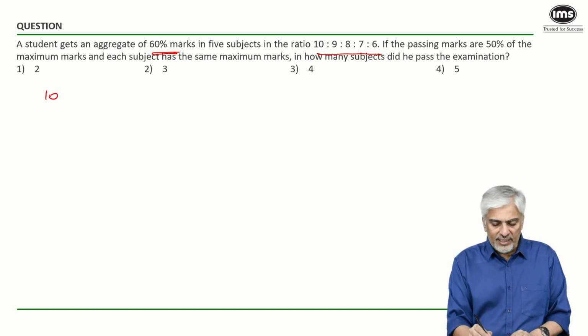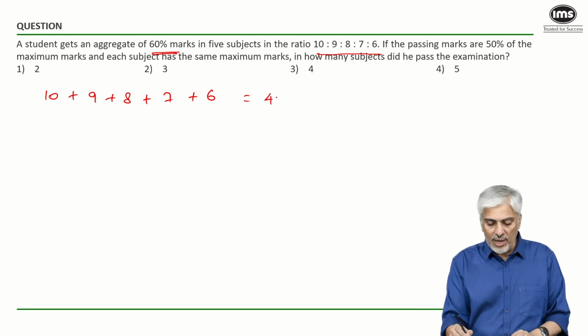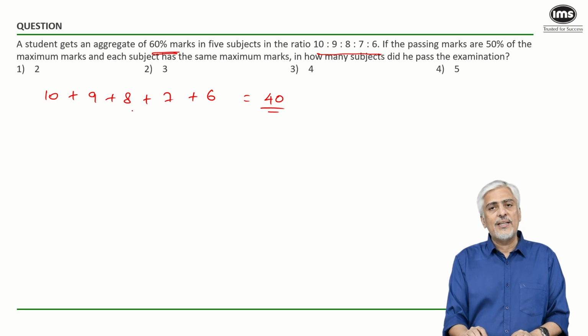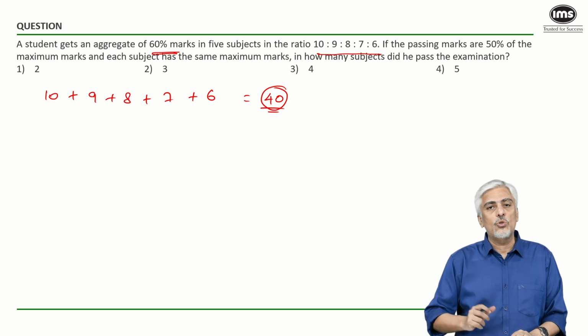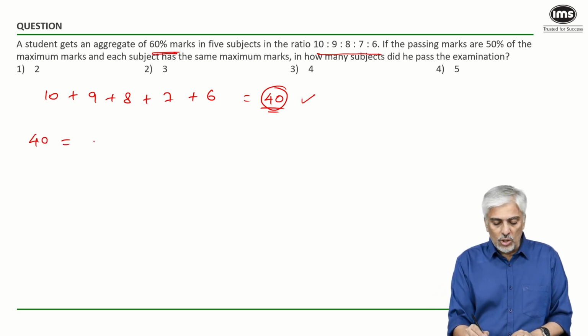He got a score of 10 plus 9 plus 8 plus 7 plus 6. So how much is the total? This is 40. If you add up, 19 plus 8 is 27, 27 plus 13 is 40. So this 40 score which he has got is 60% of the total marks, right?